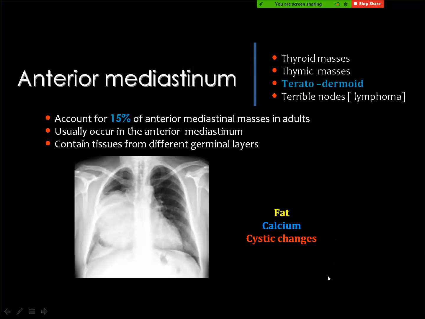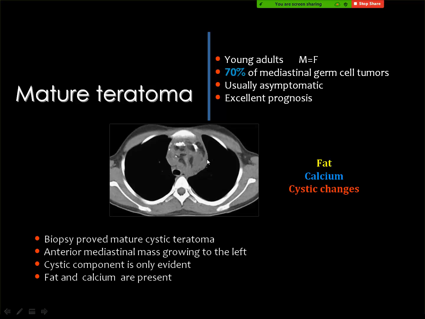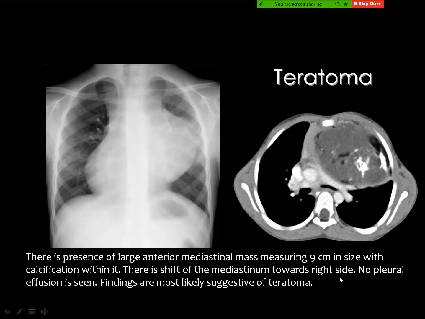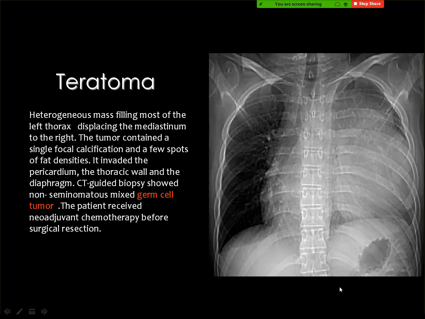If calcium is present, well and good. If not, there should be two of these three, but fat is essential. There should be fat in the mass to diagnose teratoma. Like this one, there is an anterior mediastinal mass with fat hypodensities, dense calcification, and soft tissue component, classic appearance of cystic teratoma. Another example, the mass in the chest, and the CT scan showed the presence of fat and the calcium and the soft tissues, diagnostic of teratoma.